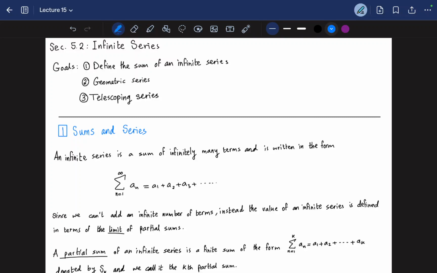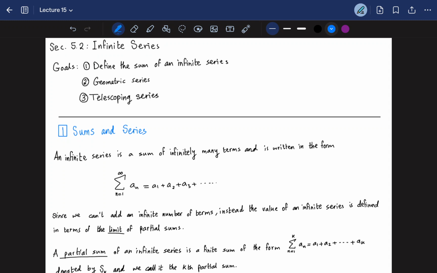So in this video, we're going to start talking about infinite series. In the last video, we talked about infinite sequences. Now we want to see what happens if I add up all of these terms in the sequence. So if you add all of these terms, you're going to get an infinite series. So like the sequences, we want to determine whether my series diverge or converge.